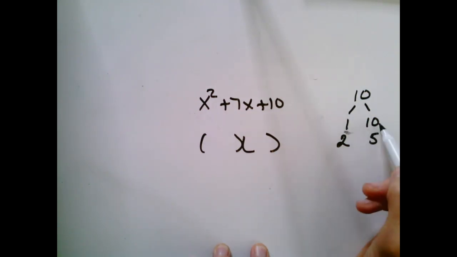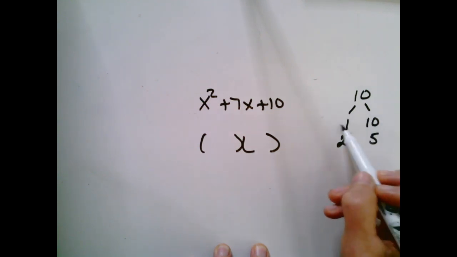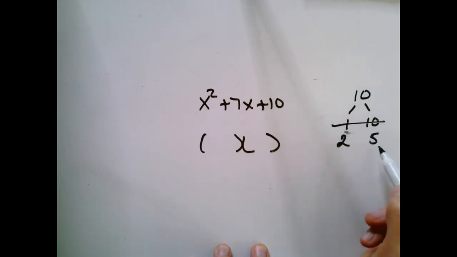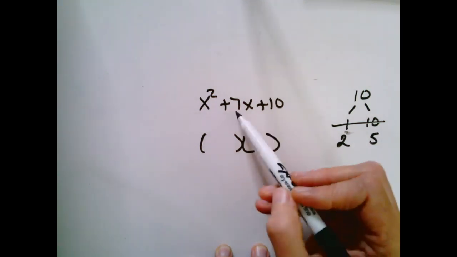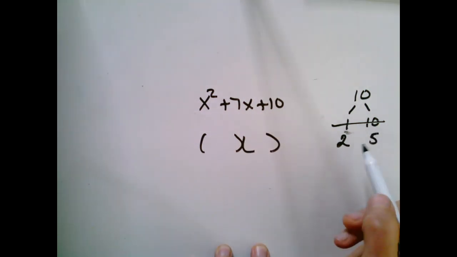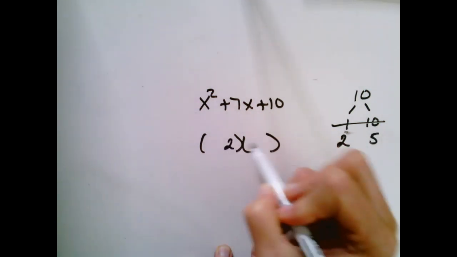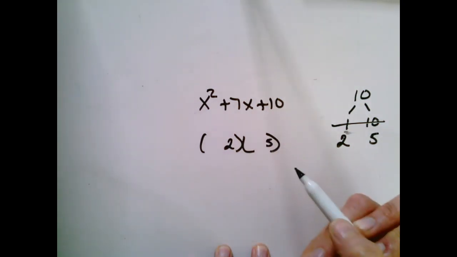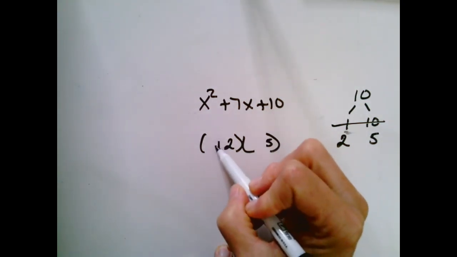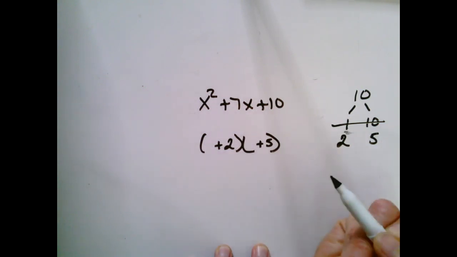Well, 1 and 10, if I subtract them, I get 9. If I add them, I get 11. So I know that's not going to work. The 2 and the 5, if I subtract them, I will get 3. But if I add them, I get 7. And that's the number I'm looking for. So I'm going to take this 2 and 5 and put it here. And I know that I added them, so I'm going to put my plus signs.